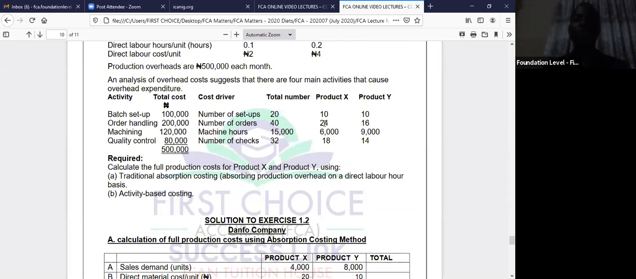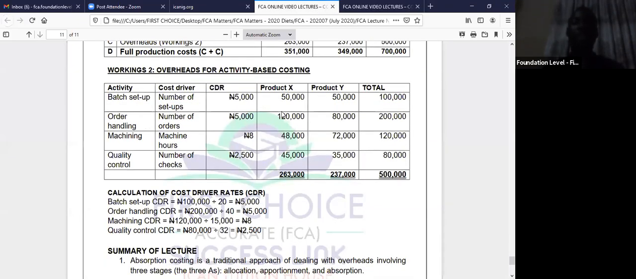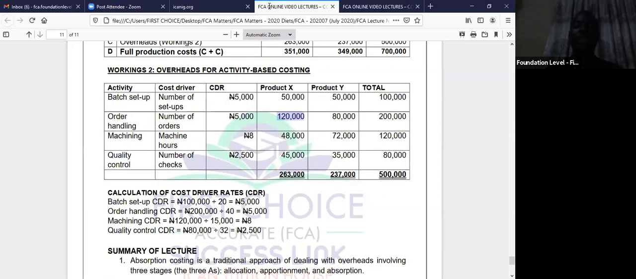So what do you do? You simply say 5,000 multiplied by 24. Let me use my calculator. 5,000 multiplied by 24 gives me 120,000. So that's how I got this 120 here. Similarly, 5,000 multiplied by 16 gives you 80,000. That's how you get it.